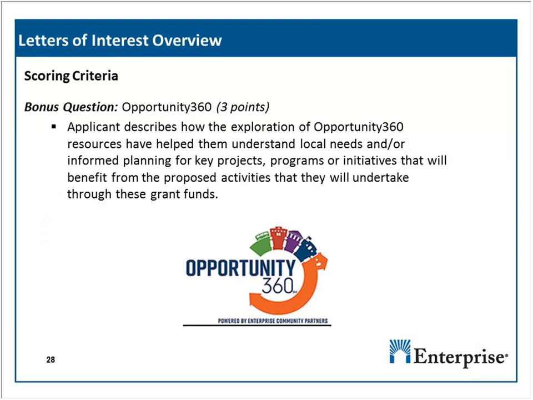New this year is a bonus question worth 3 points. These bonus points relate to Opportunity 360, which is Enterprise's web-based diagnostic tool that provides insight into inclusive economic development across the country. Applicants will be asked to use the tool and describe how the exploration of Opportunity 360 resources has helped them understand their local needs or how it's helped them plan for key projects, programs, or initiatives that will benefit from the proposed activities that they undertake with grant funds. So I'm going to turn it back over to Sarah to talk a little bit more about Opportunity 360.